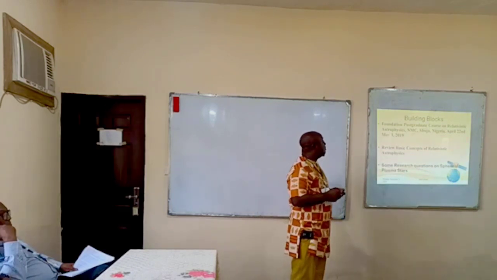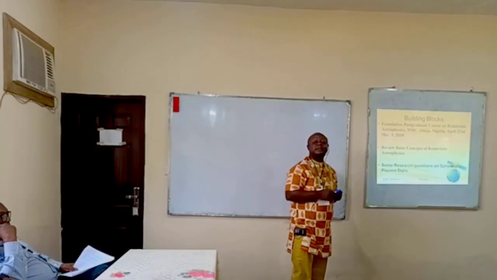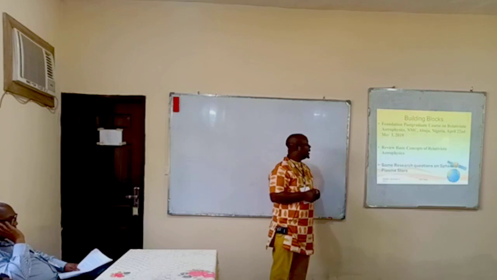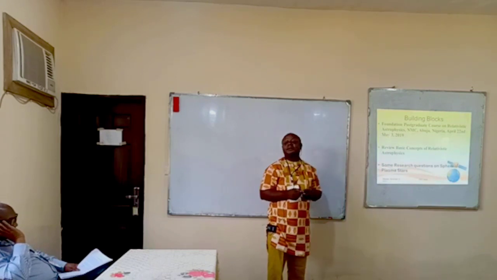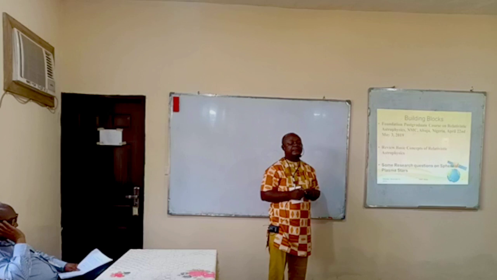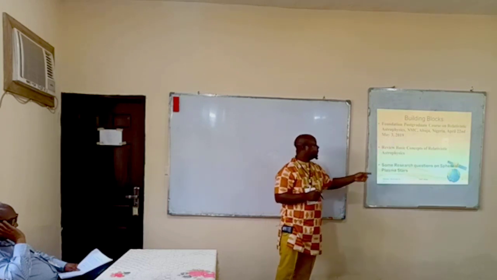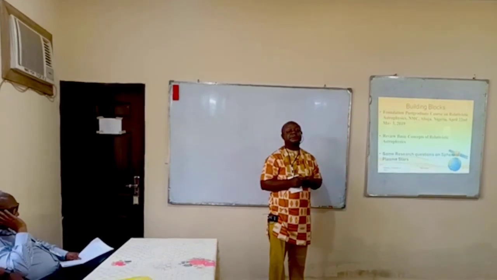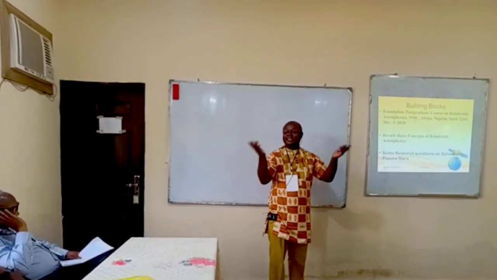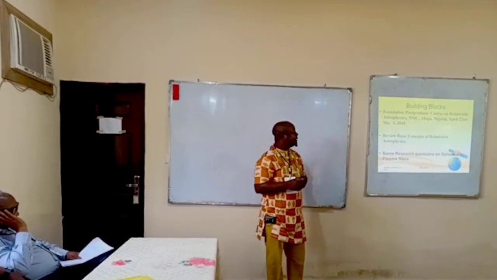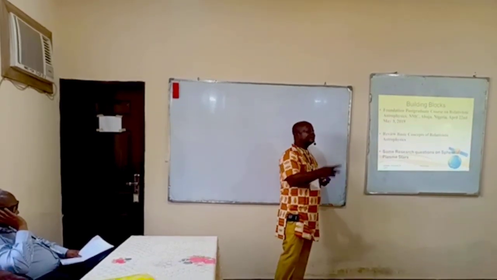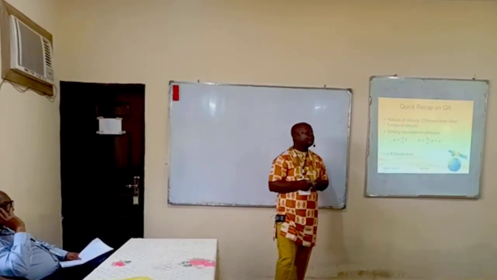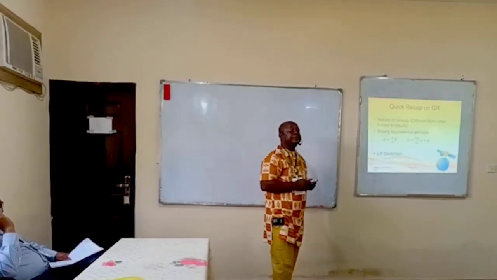So we'll review some basic concepts of relativistic astrophysics. Then we'll try to look at some research questions on spherical plasma stars. Okay, I've chosen this so that we can have some work to do. From there, once you leave this place, you can expand it and do other things. So we'll start with a quick recap of general relativity.